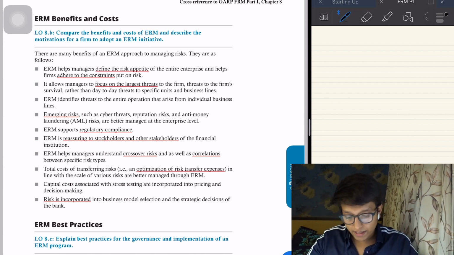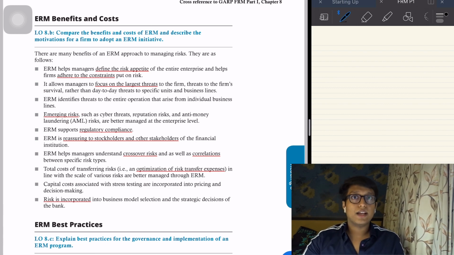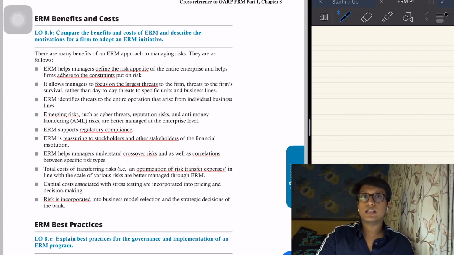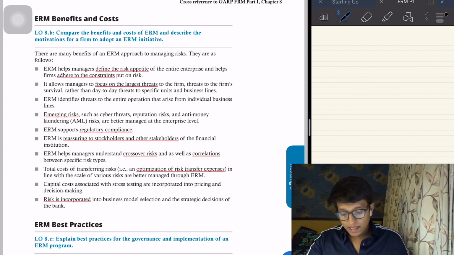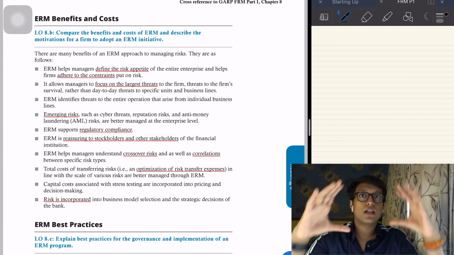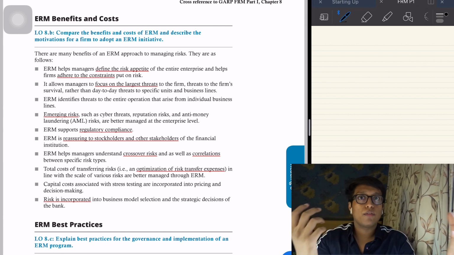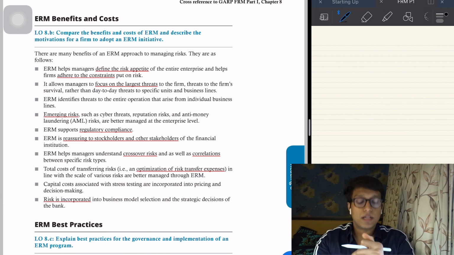ERM helps managers define the risk appetite, focus on threats, emerging risk, regulatory compliance, and reassure stakeholders. It considers crossover and cross-functional risks, correlations, and optimization of risk transfer expenses. Like I told you, if Division 1 hedges one risk and Division 2 also hedges one risk, that is not optimized. Then risk is incorporated into business model selection and strategic decisions of the bank, because it is done on a top-down basis. The top-level board of directors and C-suite managers are also considering risk management.